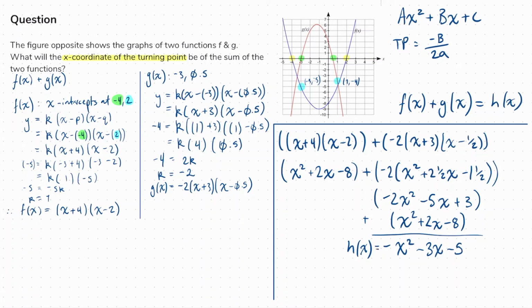And what I'm looking for is the x coordinate of the turning point. So a is equal to negative 1, b, well, that's equal to negative 3, and c is equal to negative 5. So for the turning point, we've got negative b, so negative negative 3 over 2 lots of negative 1, which is 3 over negative 2. And that's our turning point. Right, 3 over 2.